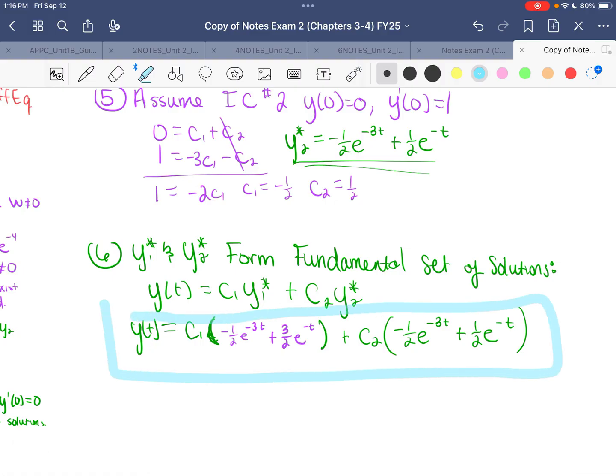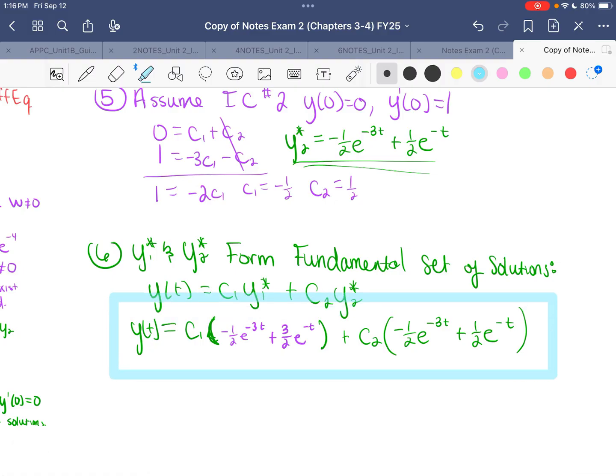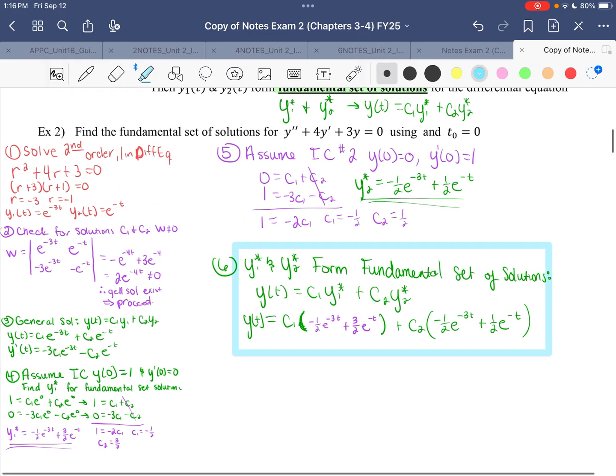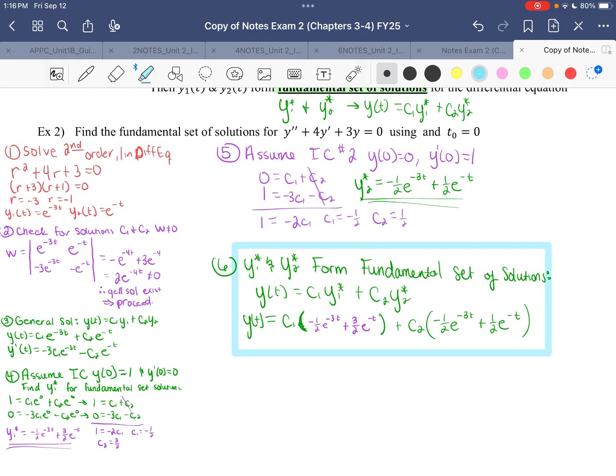You don't combine like terms or anything, you just leave it like this. So again, this is only needed if we don't know the y value for the initial condition and its derivative, its boundary condition.